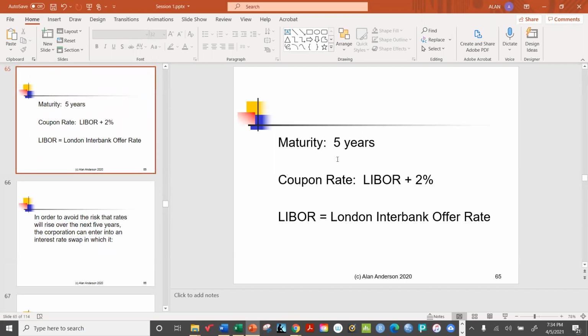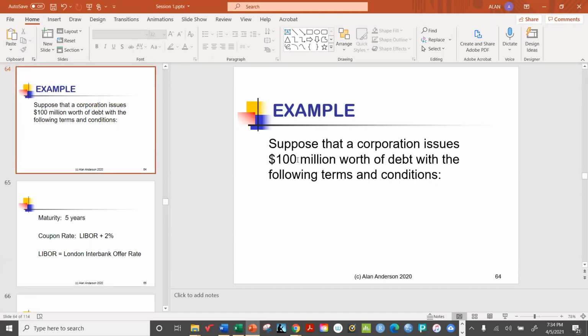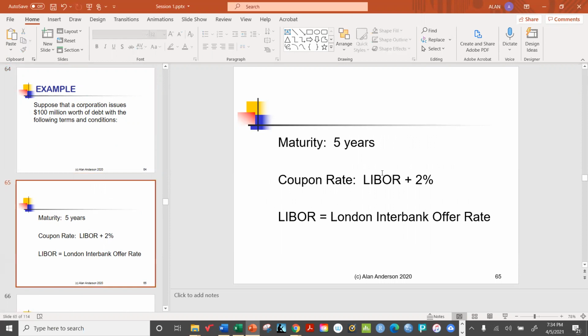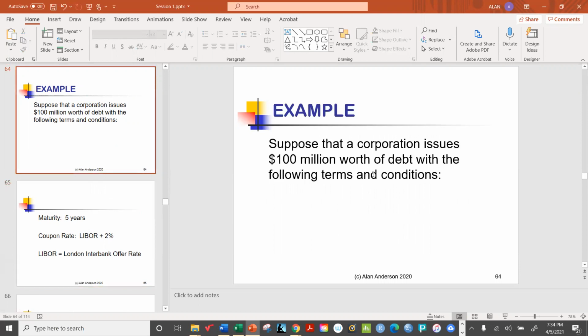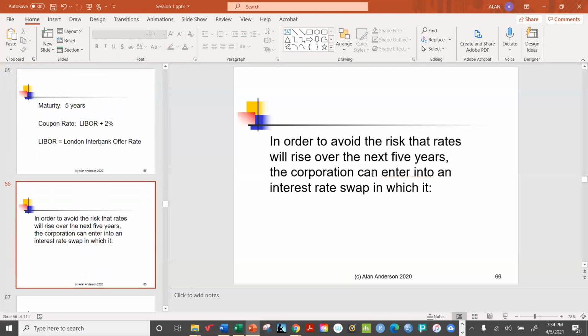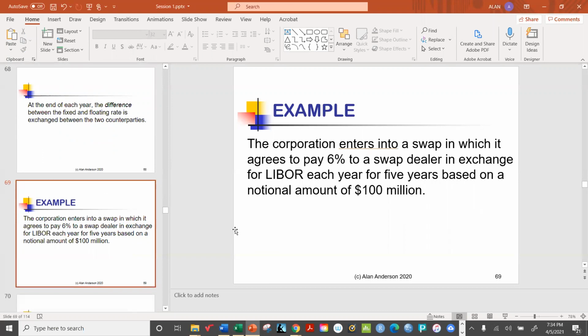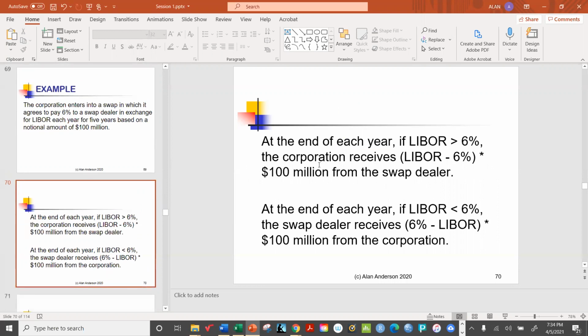Okay, now, the bond itself that they issue is worth $100 million. So that means that the notional principal is $100 million. That is the part that's never traded. But the interest payments are based on that $100 million. So let's assume that we enter into this deal. We find a dealer who let us do the following. We'll pay the dealer 6% in exchange for LIBOR every year for the next 5 years.